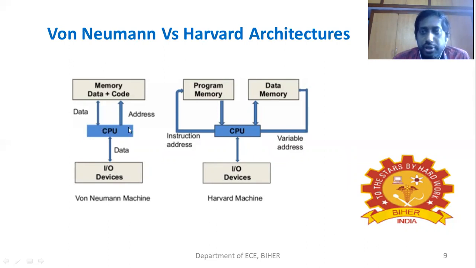Then your CPU communicates with the IO devices through this data bus. Here also we are performing a read as well as write operation. So the bus is bidirectional.